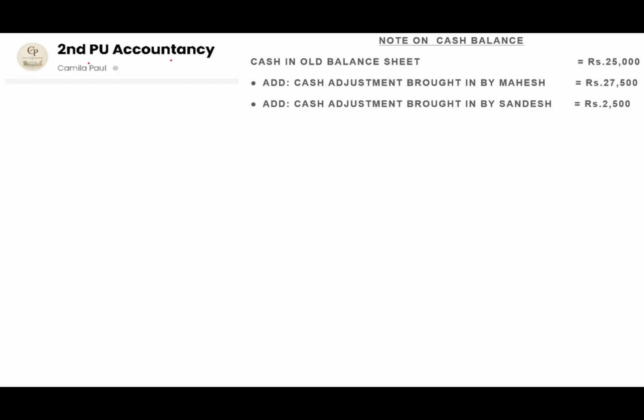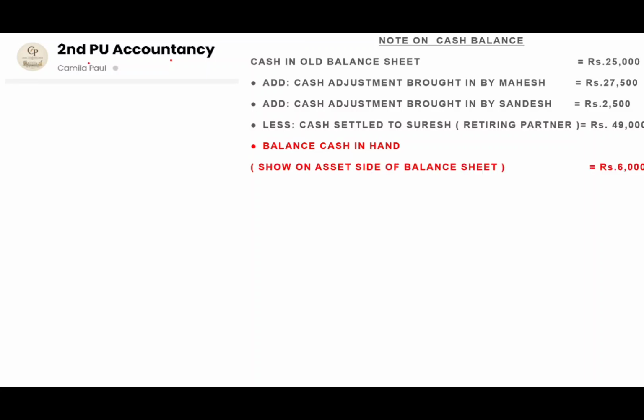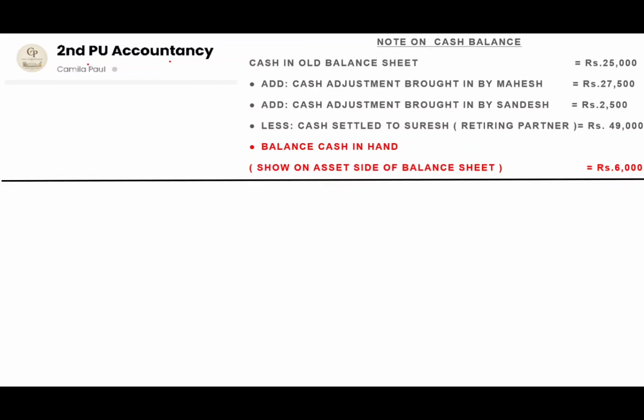And now the retiring partner is being paid. His account is settled, so we are paying cash. So the cash paid to the retiring partner should be deducted. Less cash settled to Suresh, the retiring partner, 49,000. So the remaining cash we have in hand is rupees 6,000. This is the actual cash that has to be recorded in the balance sheet on the asset side. This information can also be prepared in an account form. So let's start with the cash account.